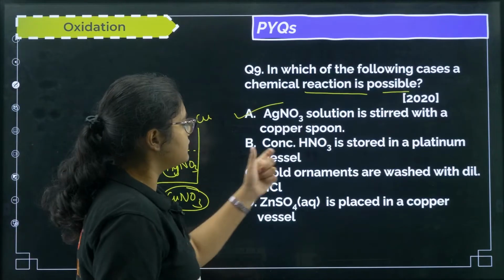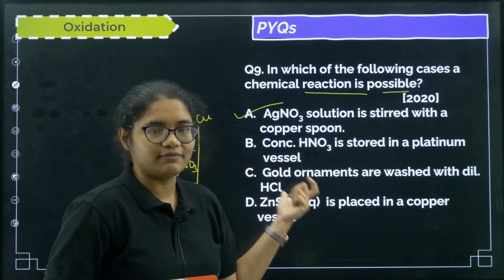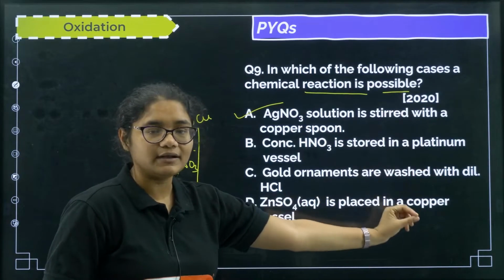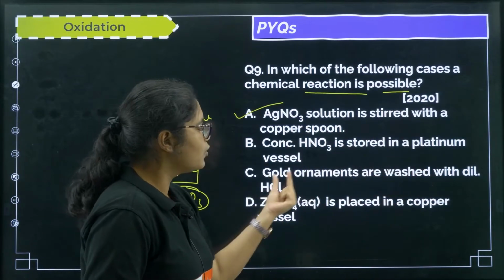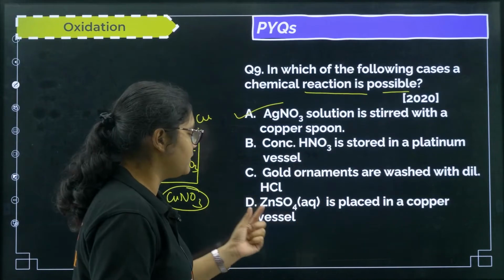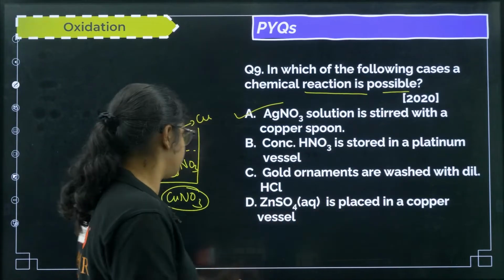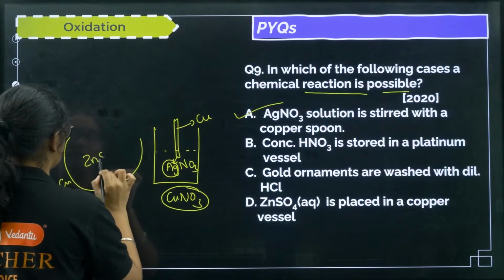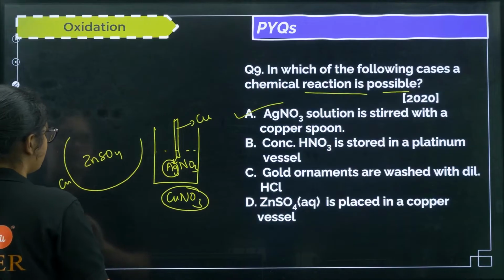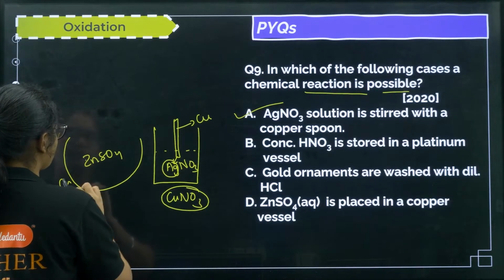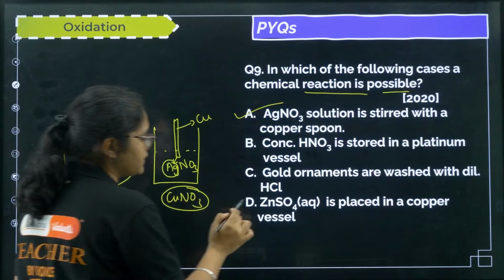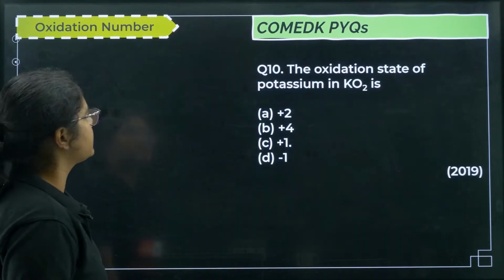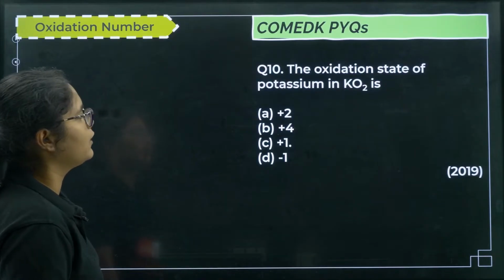Okay. Next, concentrated HNO3 is stored in a platinum vessel. We know platinum is a very less reactive element, okay, very inert element, so there is no reaction here. Gold ornaments are also least reactive elements. ZnSO4 is placed in copper vessel. So you have copper here, the vessel is made up of copper and ZnSO4 is stored here. And we know that copper cannot replace the zinc, right? So that is why this is also not there. Clear?